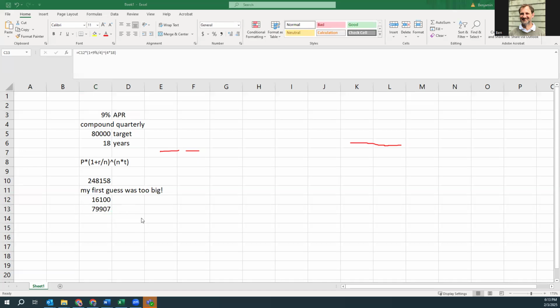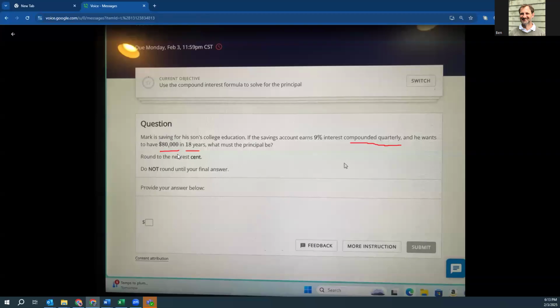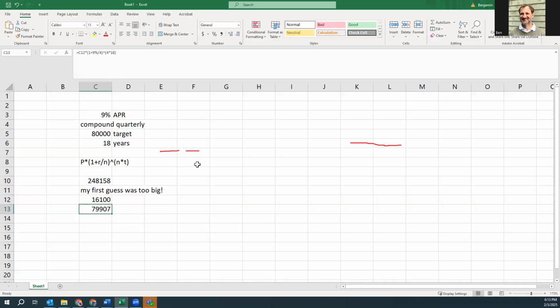And then at some point, the rounding becomes important here because I want this to the nearest cent, and I don't want to round to the final answer. So I really need this to be accurate. I'm getting really close here, but I need to keep going further. 16,150, 16,105, 16,100. We need to go bigger. 16,107, 16,109, 16,115, 16,118.